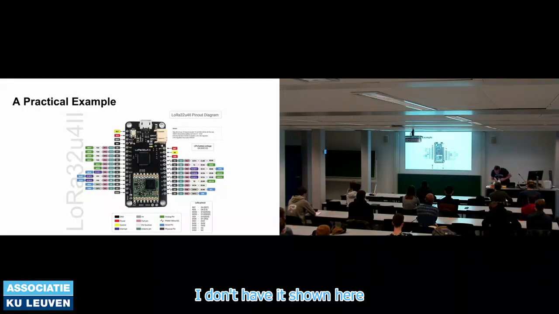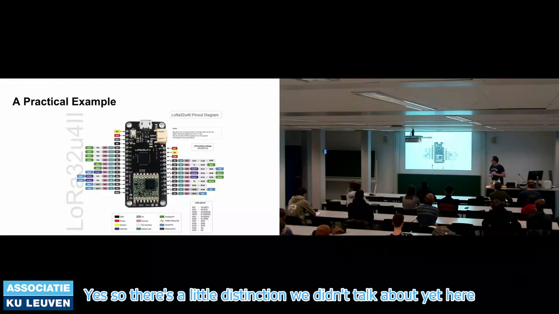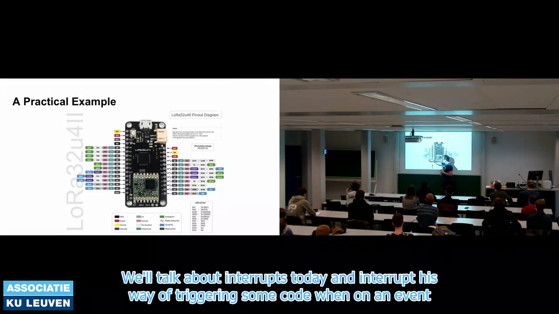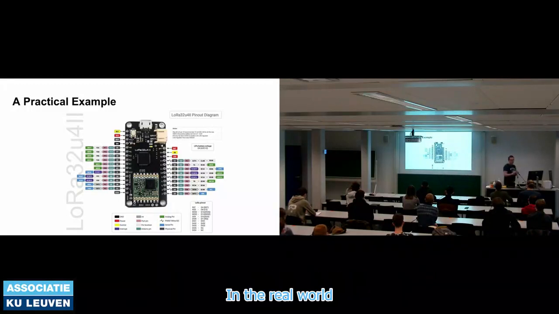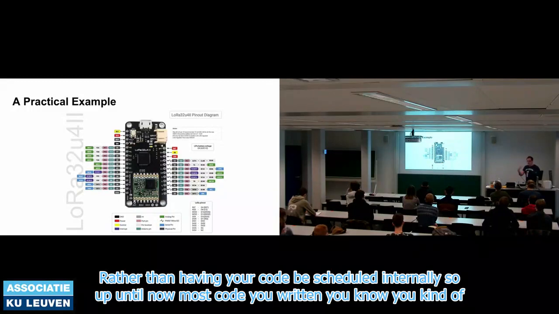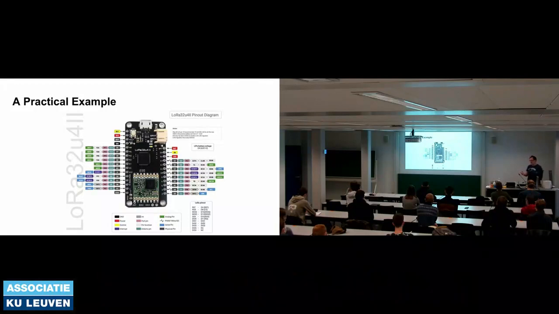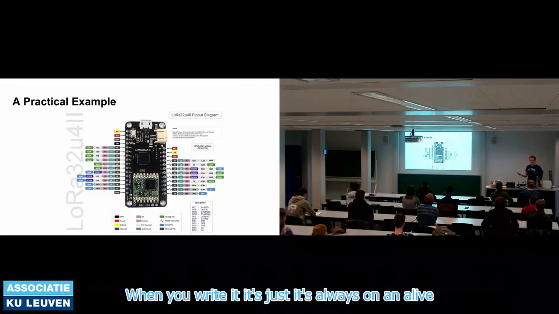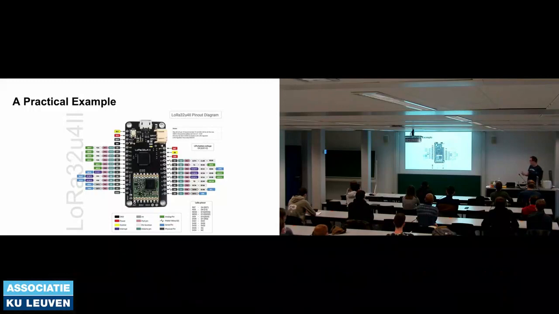I don't know if it's shown here. Yes, so there's a little distinction we didn't talk about yet here, which is these interrupt pins. Now, we'll talk about interrupts today. An interrupt is a way of triggering some code on an event in the real world, rather than having your code be scheduled internally. So up until now, most code you've written is going to be driven by input from the user, it's true, but you don't have to think about the keyboard press or anything like this when you write it. It's just always on and alive.